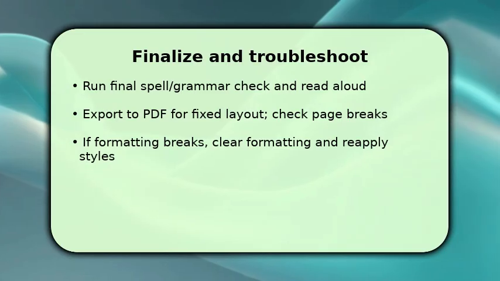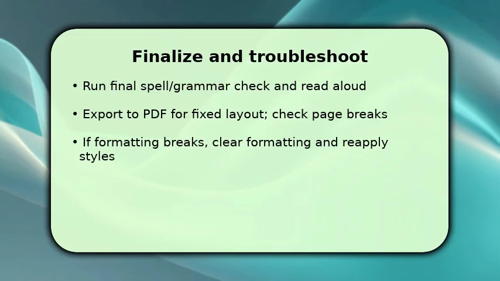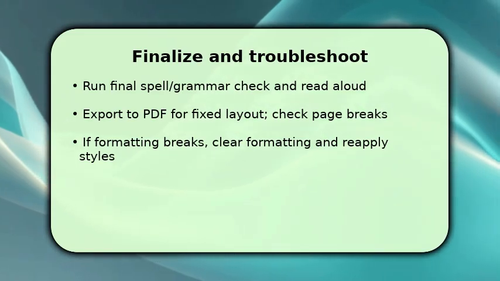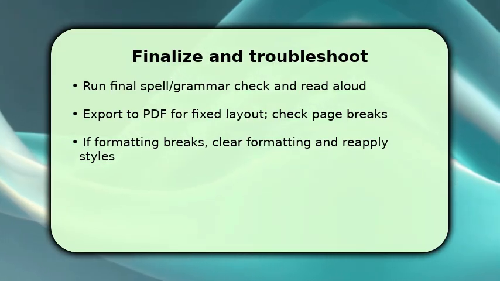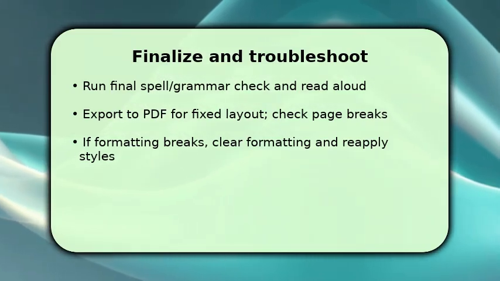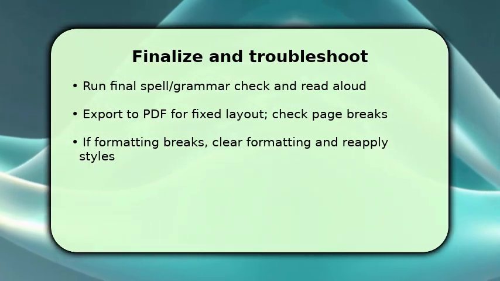If something looks off, fonts shifted or spacing wrong, clear direct formatting from the affected text and reapply the correct style. That usually restores consistency. If autosave failed, check the app's recovery or version history. This single troubleshooting step solves most formatting errors quickly.